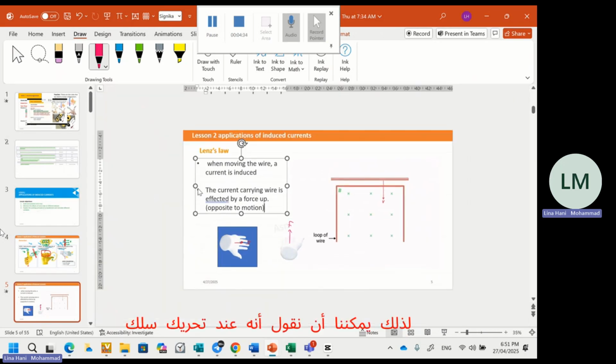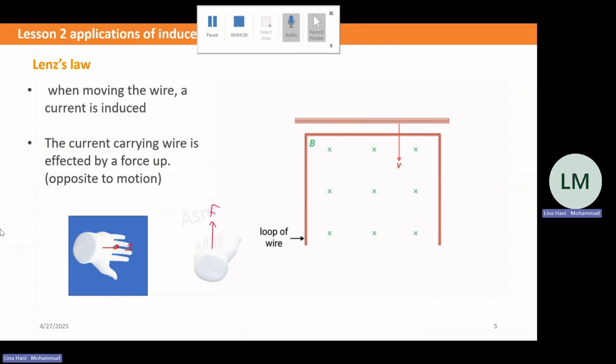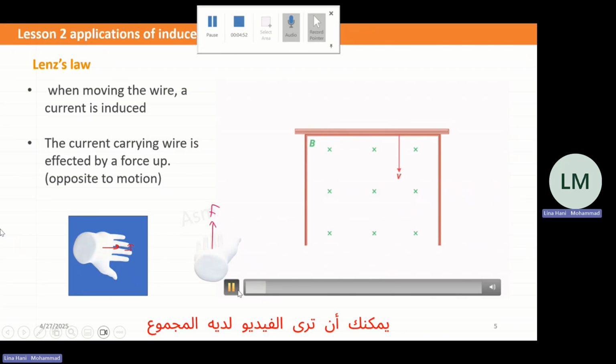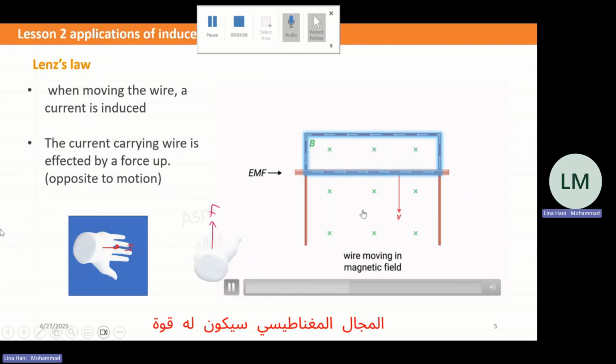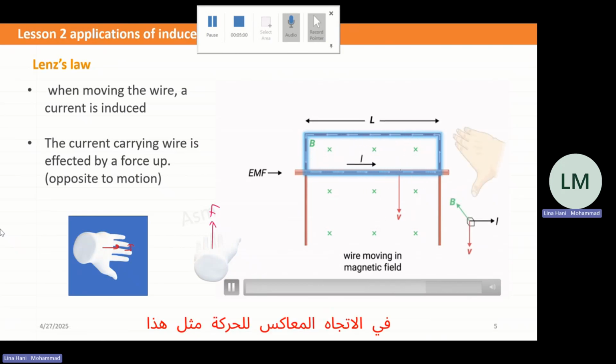So we can say that when moving a wire, a current is induced, and when we have a current carrying wire in a magnetic field, it will be affected by a magnetic force upwards in the opposite direction of motion. You can see in the video that an induced current carrying wire in a magnetic field will have a force in the opposite direction of motion, like this.